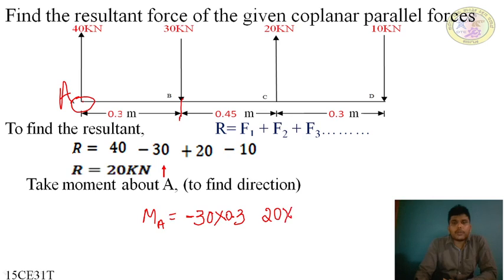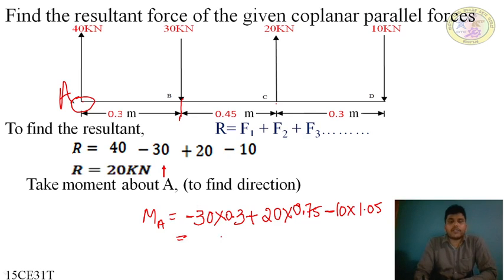20 kilonewton into the perpendicular distance from A to C, 0.3 plus 0.4 plus 0.75. Then the sign is positive, upward direction. Then the third force is 10 kilonewton, 10 kilonewton into the total perpendicular distance 0.3, 0.6 and 1.05, which is in the downward direction, that is negative. Calculate it.